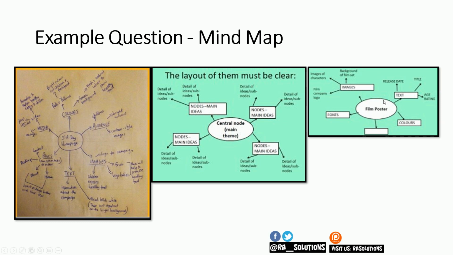And here's an example about a film poster I've just added there. You've got your film poster, you have different fonts on the film poster, you have your colors, you have text, release date, title, age rating, and you can see how everything is branched out from that central theme, which is a film poster. So they might get an exam question on creating a mind map for a specific scenario in the exam.